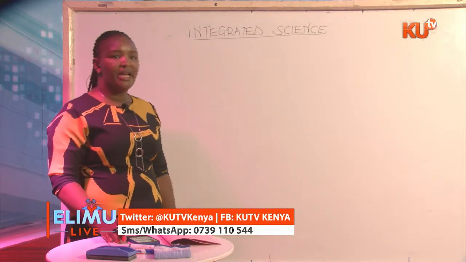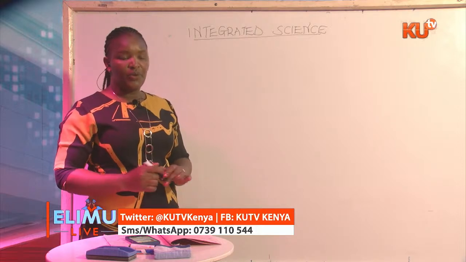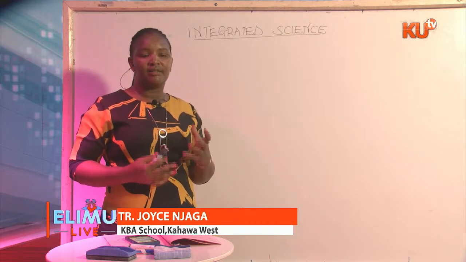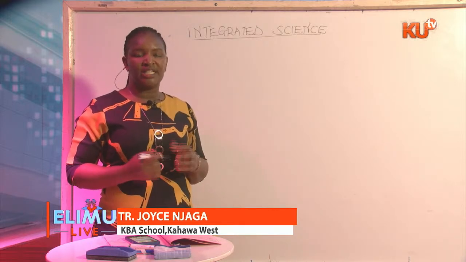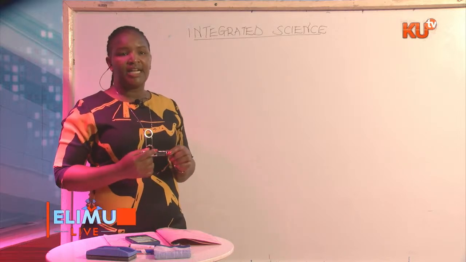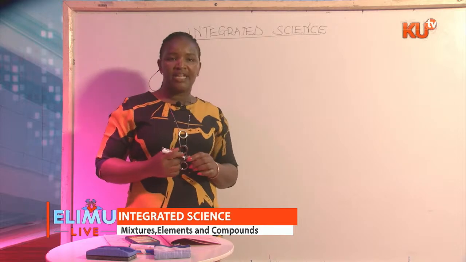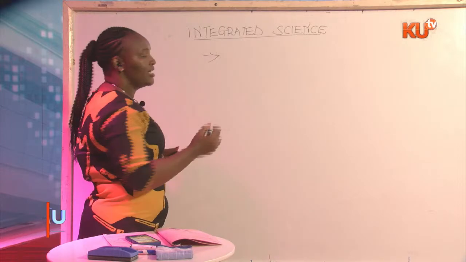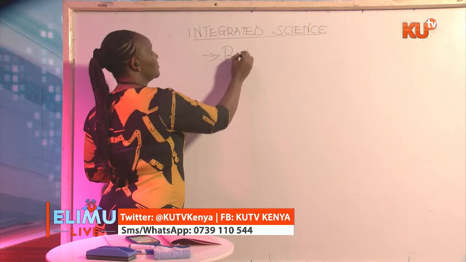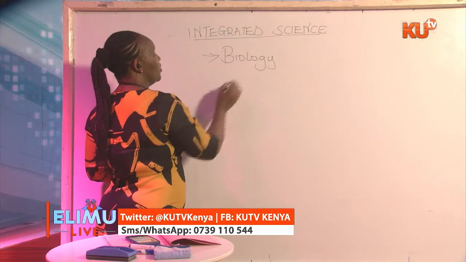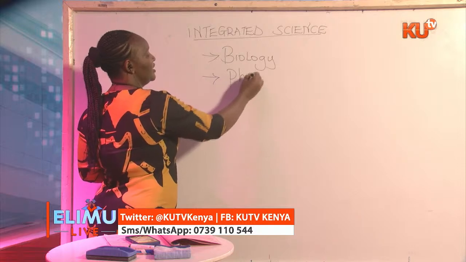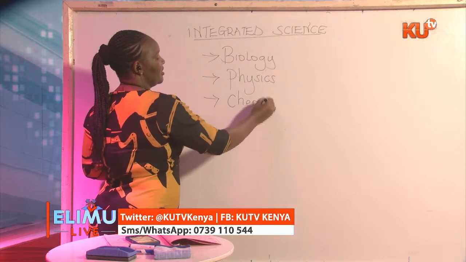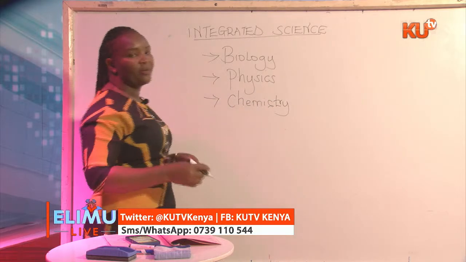And just to remind us what we learned in grade 7, when you talk about integrated science, it is simply a learning area that has combined. To integrate simply means to combine. It is a learning area that combines several branches of science. In grade 7 we learned that integrated science comprises biology, physics, and chemistry. And in there we can also include environmental studies.